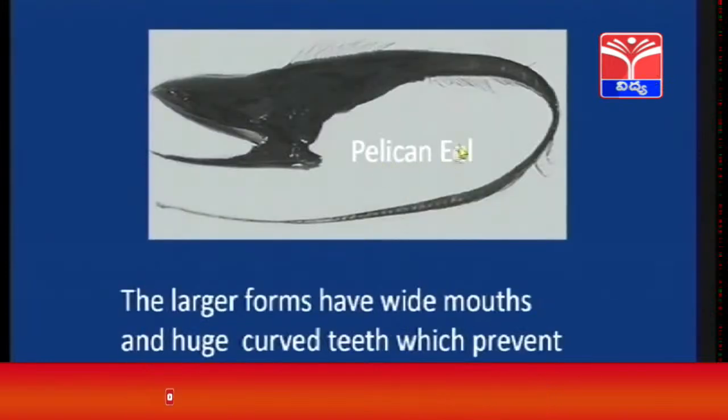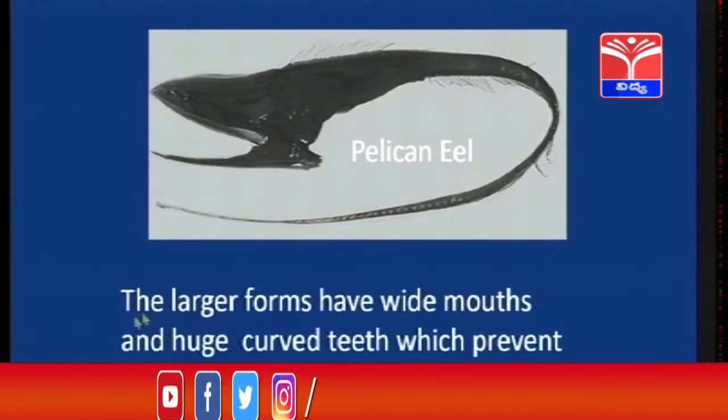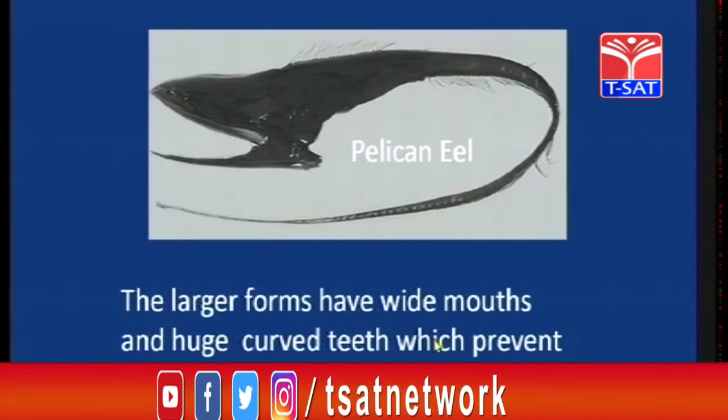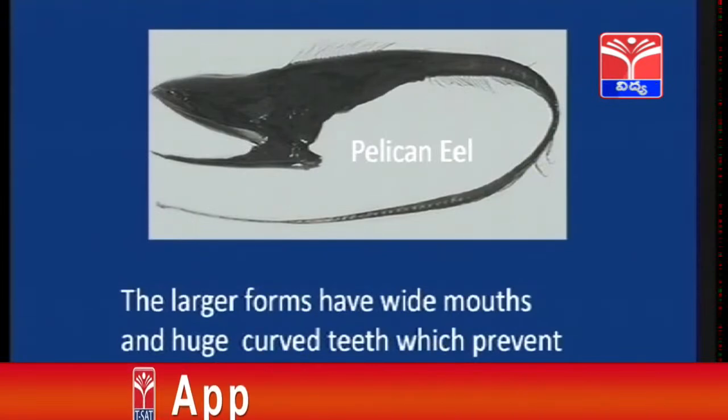So this is again a pelican eel, children. You can see again the wide mouth, right? So the larger forms have a wide mouth and huge curved teeth, which prevents the escape of prey.